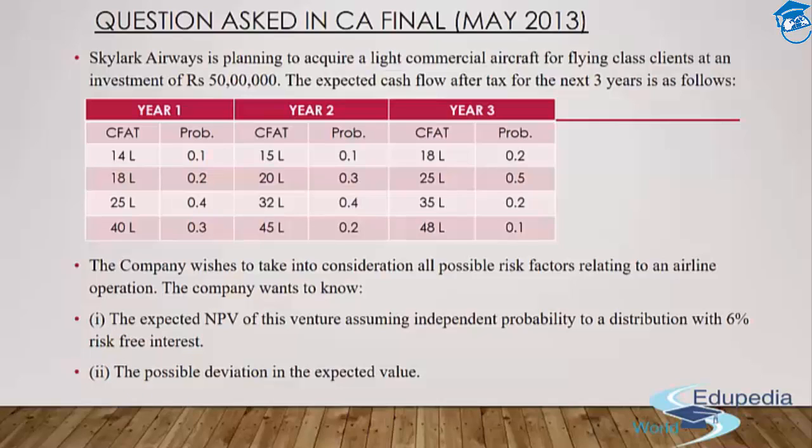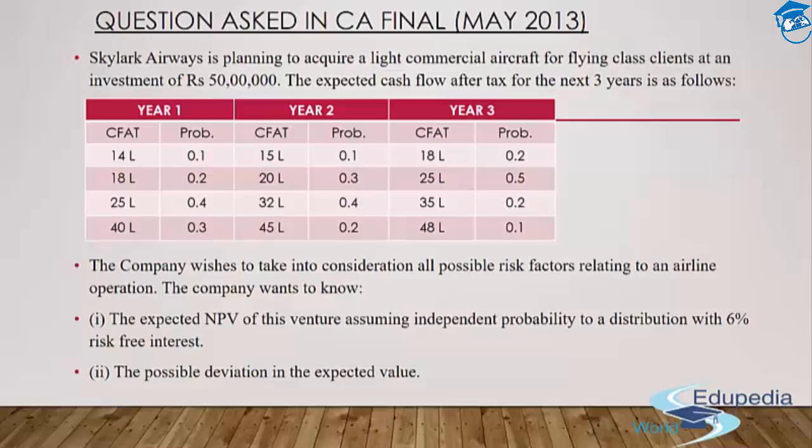Probability has been provided to us, that is 0.10, 0.20, 0.40 and 0.3. Again, on the same basis, for year 2, the cash flow after taxes is 15 lakh, 20 lakh, 32 lakh, 45 lakh. Probability is 0.1, 0.3, 0.4 and 0.2 for the same. For year 3, it's the same kind of exercise, that is 18 lakh, 25 lakh, 35 lakh, 48 lakh. And the probability distribution in that case is 0.2, 0.5, 0.2 and 0.1.